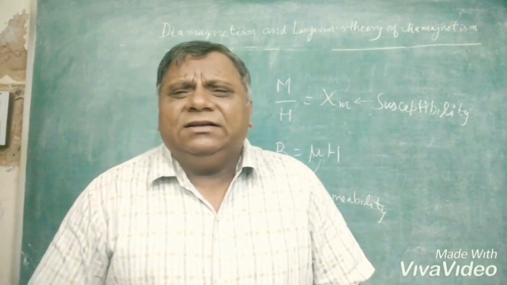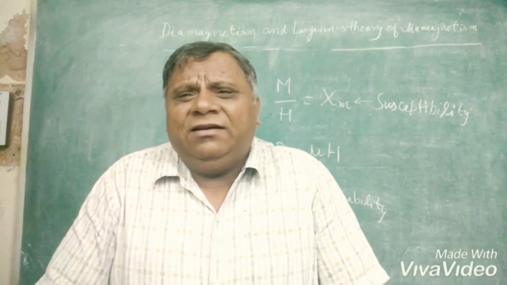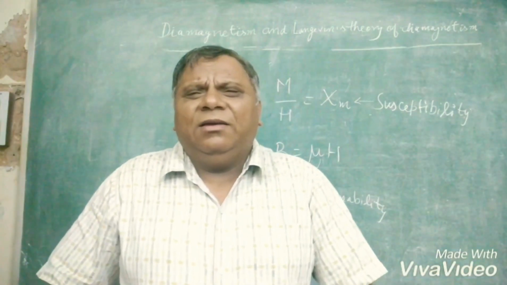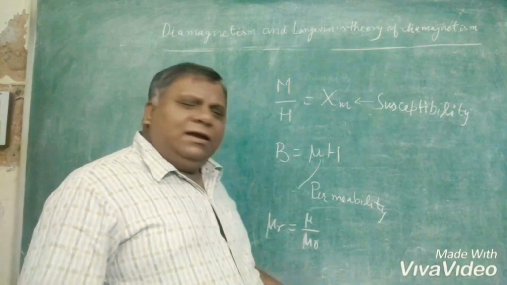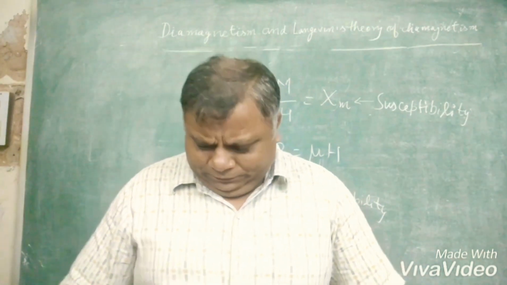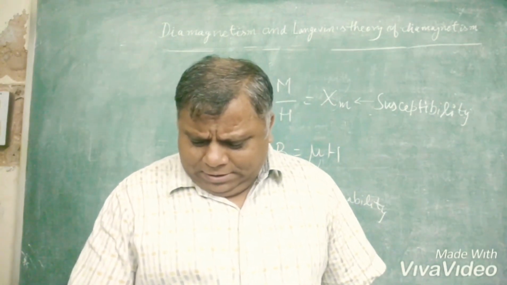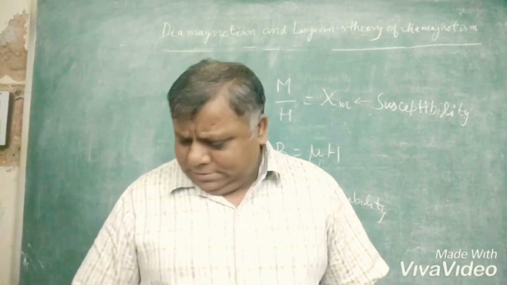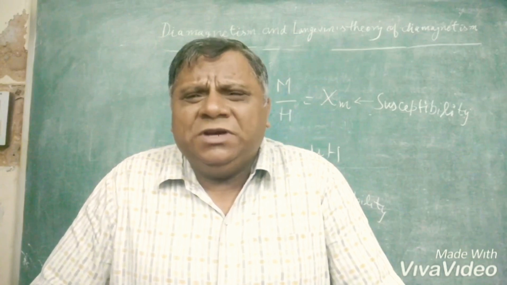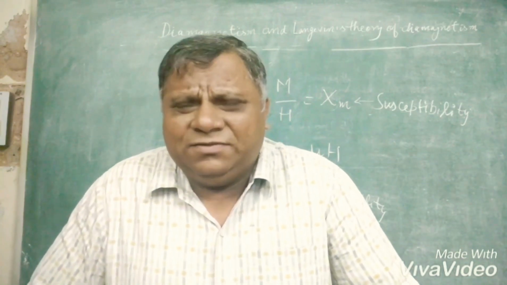Now, the diamagnetic materials are characterized by a negative and small susceptibility. Permeability is generally less than 1. Let me list a few materials which exhibit this diamagnetism.